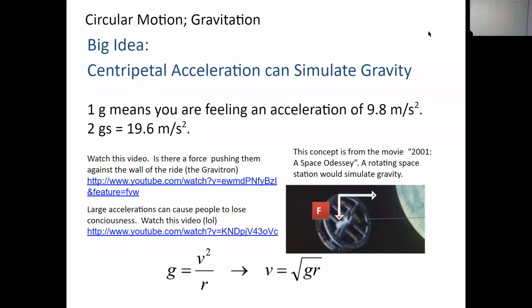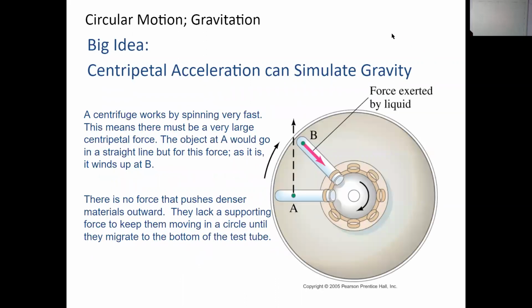In this video, we're going to take a look at the motion of planets and satellites in the context of circular motion and applying what we know to be the universal law of gravitation. Gravitation is sort of like centripetal acceleration, and in fact, Einstein's general theory of relativity says you can't really tell the difference.